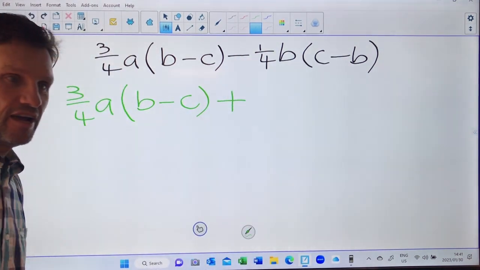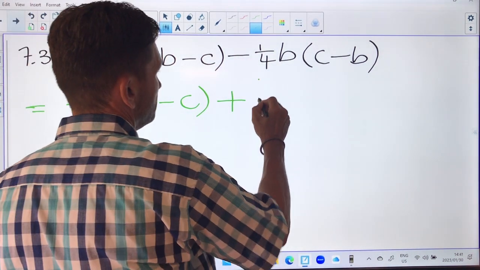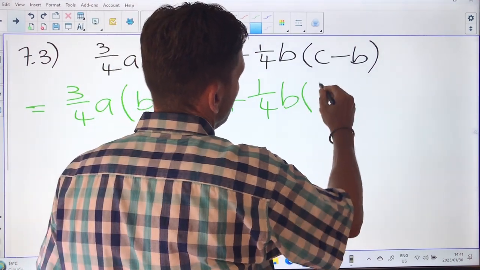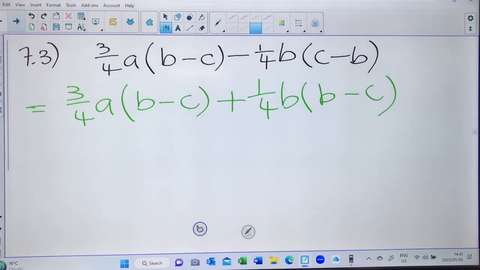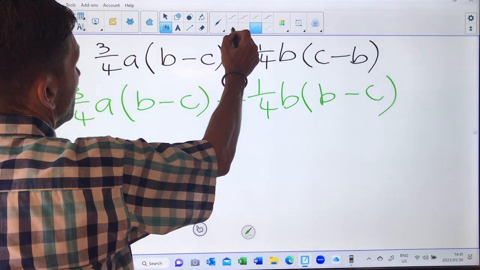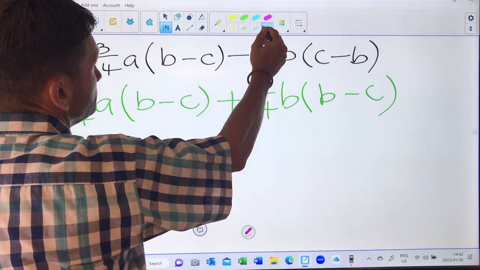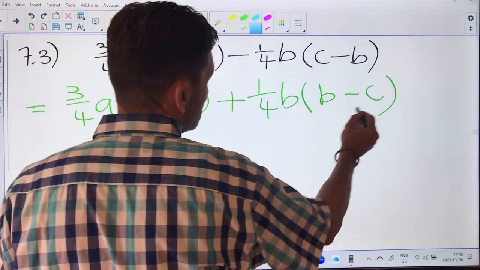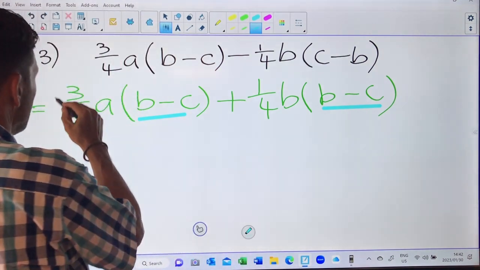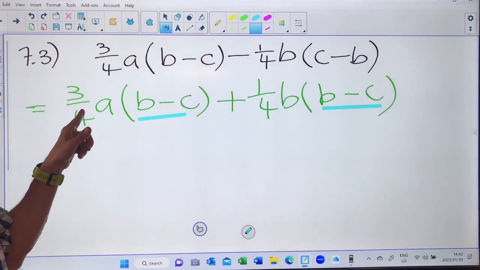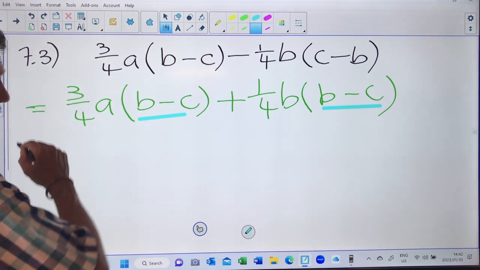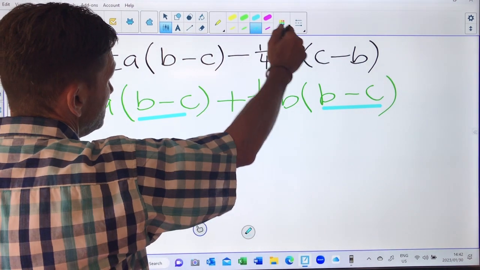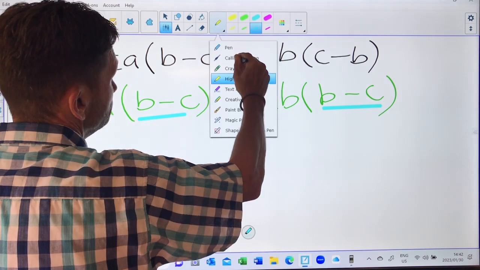Now the negative on the outside changes to a positive, and that allows me to swap around c minus b to b minus c. Now you will notice that we have a common factor of the bracket. This is a common factor, but also we have another common factor here. There's a quarter as a common factor in both of them, so I'm going to remove a quarter as a common factor as well as the bracket.